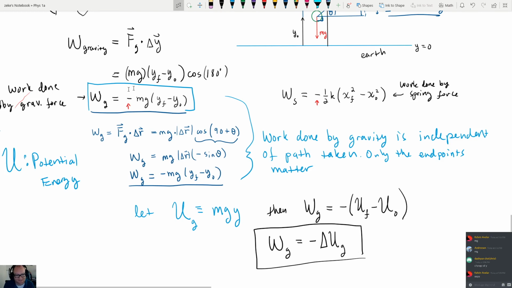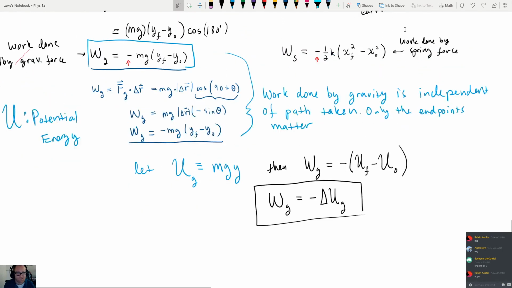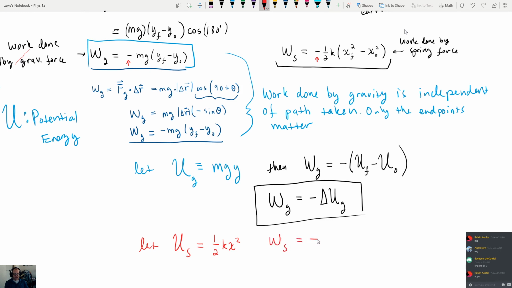And we can do the exact same thing for the spring. The spring up here has the same feature. It doesn't matter the path you take to get between these points. So for the spring, we just let the spring energy, U sub S, be equal to 1/2 k x squared, because you have 1/2 kx squared final minus 1/2 kx squared initial. And then what you get is that the work done by the spring is the negative of the change in potential energy stored in the spring.